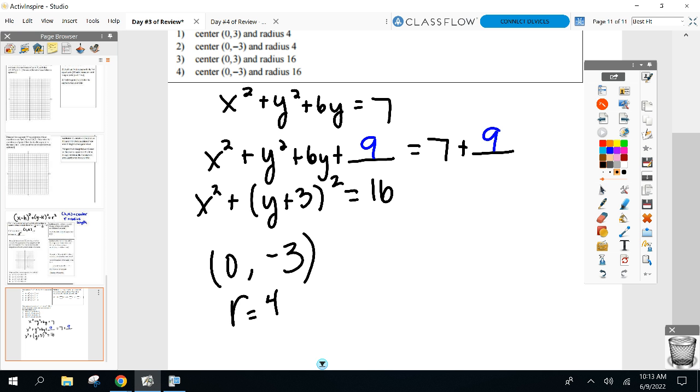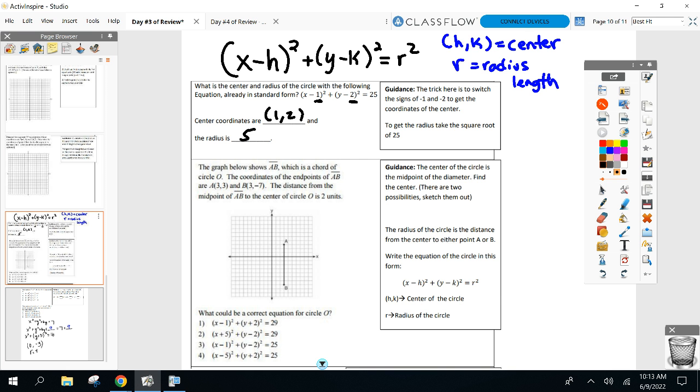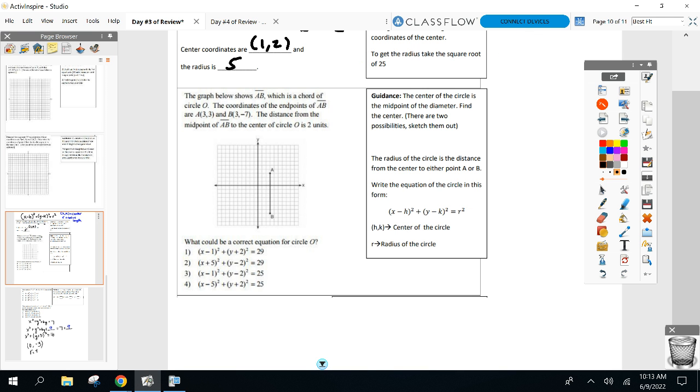All right, any questions before I go on to a more challenging one to end this? All right, let's go back to that one I skipped over with you. So what's the equation of this circle here? AB is a chord. They tell us where the center is, though, right? The distance from the midpoint of AB to the center of the circle is 2 units. So I need to find the midpoint so I can go 2 units away. All right. Midpoint formula, if you don't know it, let's get out your cold hard fact sheet right now.